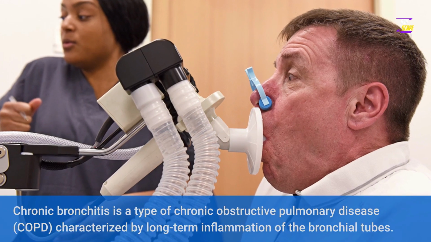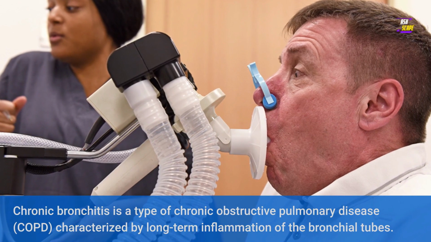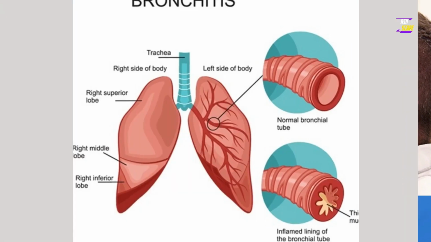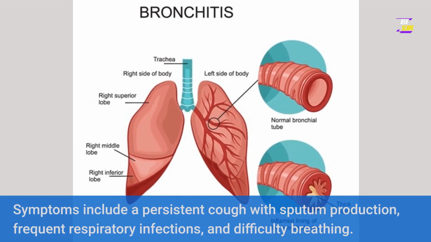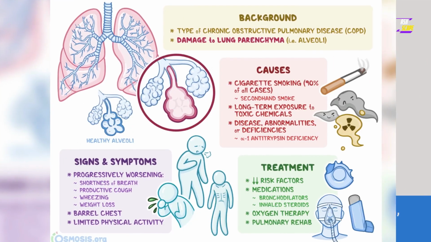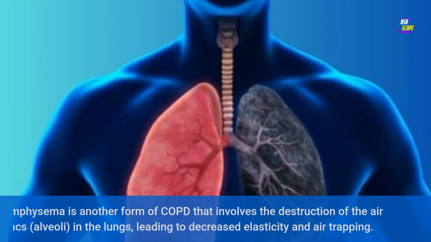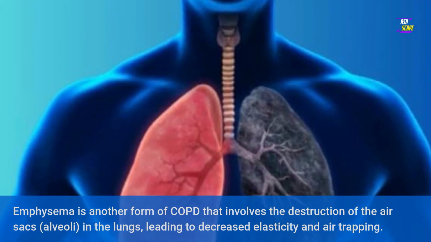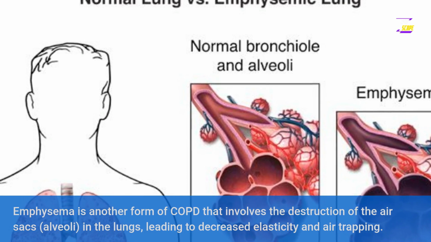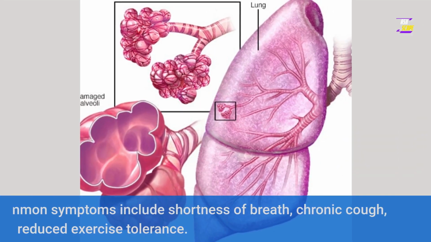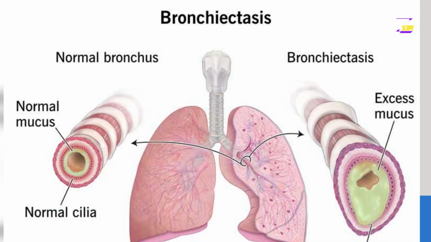Chronic bronchitis is a type of chronic obstructive pulmonary disease, COPD, characterized by long-term inflammation of the bronchial tubes. Symptoms include a persistent cough with sputum production, frequent respiratory infections, and difficulty breathing. 3. Emphysema. Emphysema is another form of COPD that involves the destruction of the air sacs, alveoli, in the lungs, leading to decreased elasticity and air trapping. Common symptoms include shortness of breath, chronic cough, and reduced exercise tolerance.